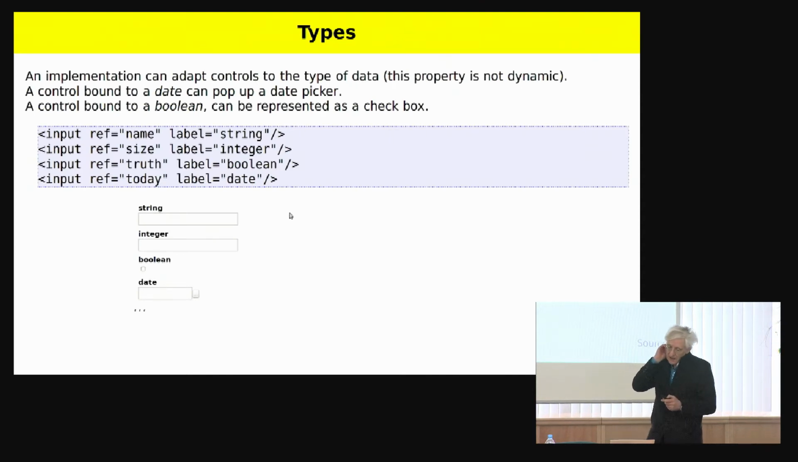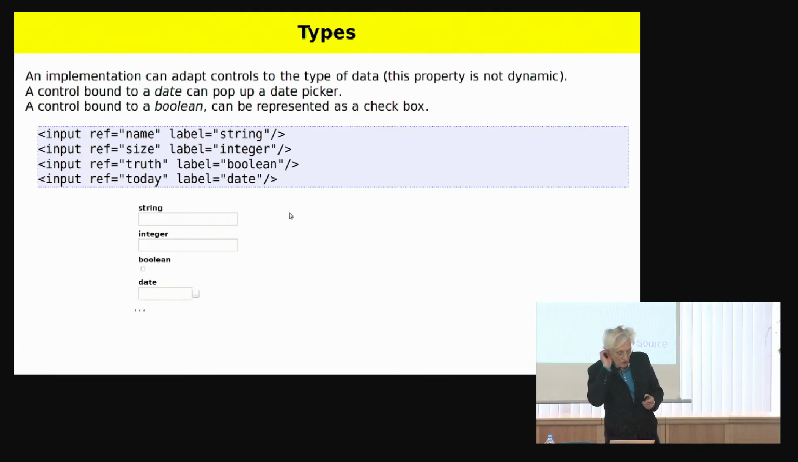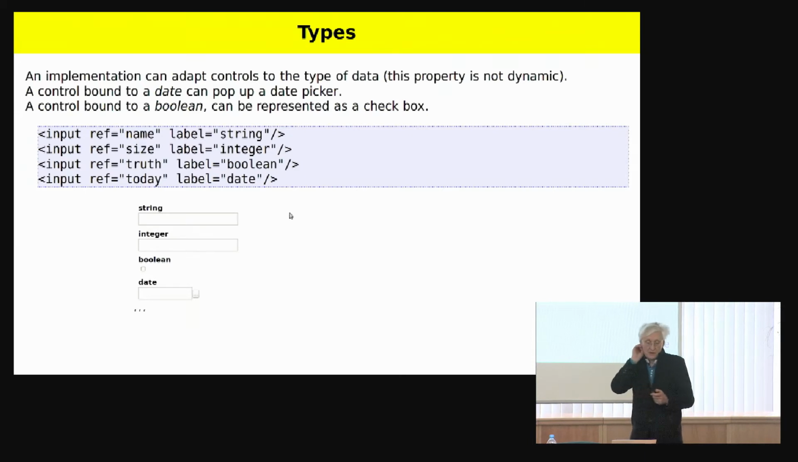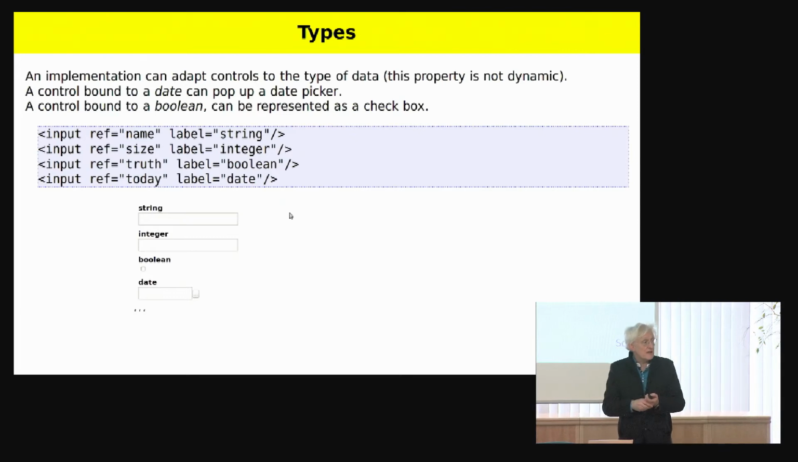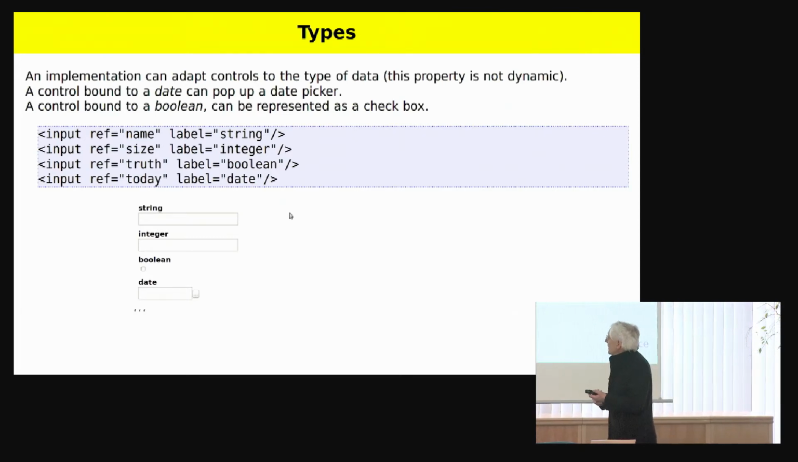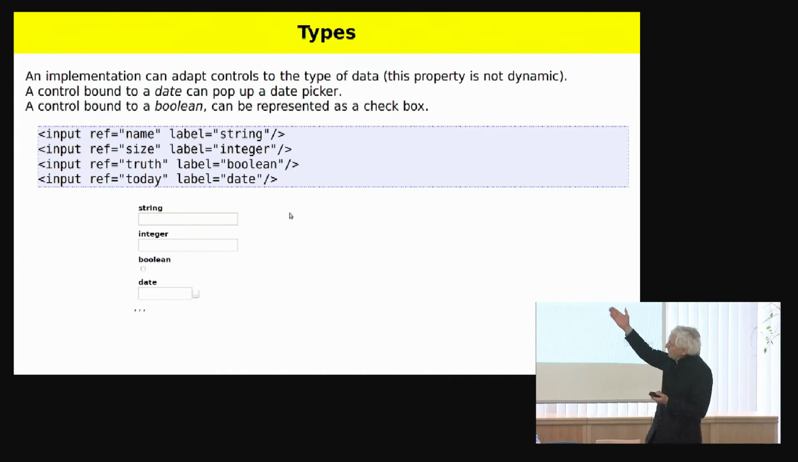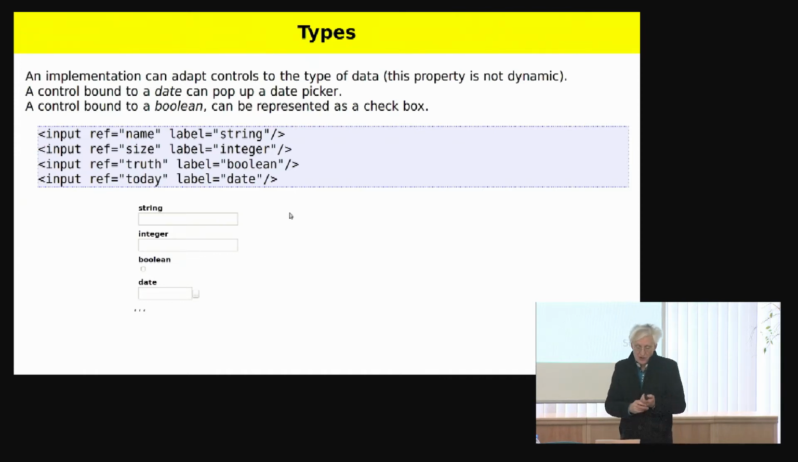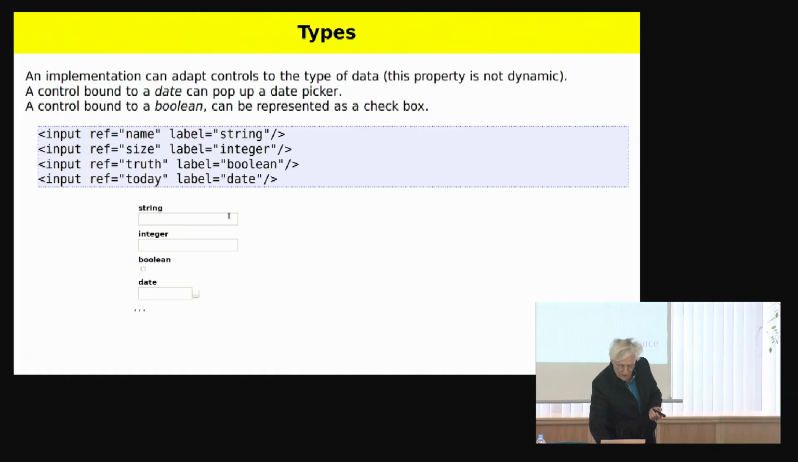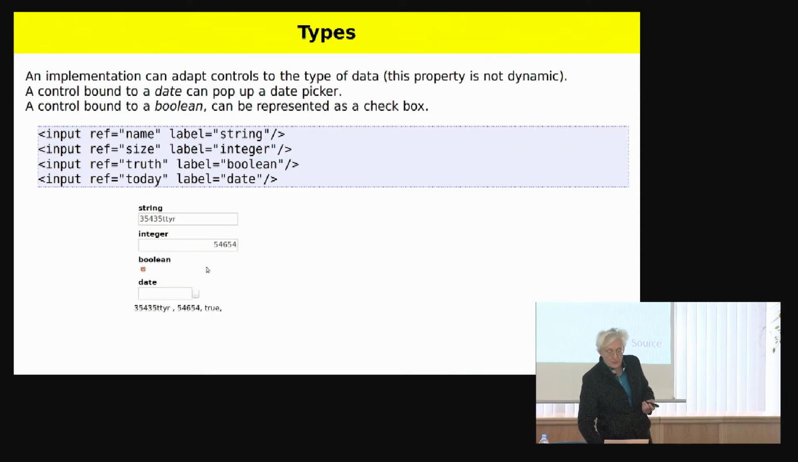Types are a good example of how an implementation can adapt a control to the type. So these 4 controls here are just referring to items in the instance, and you can't see any difference in the controls, but the implementation knows the types of them, so can do different things with them. So here it knows it's an integer, so it's going to start from the other side. This is a Boolean, so it's just a simple checkbox.